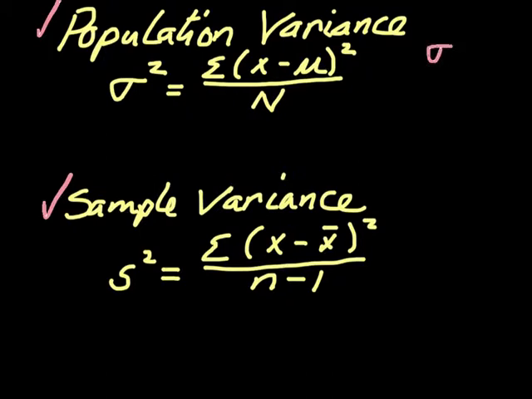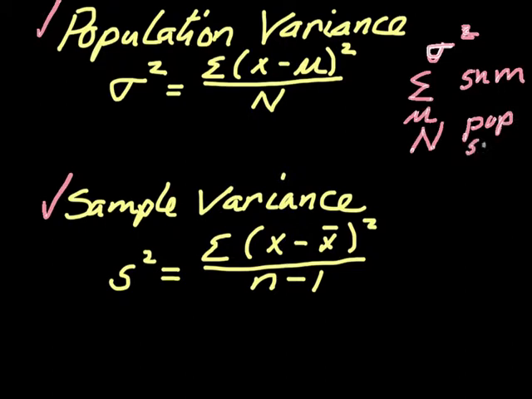It uses the Greek letter small sigma, written by starting here and curling around, and it's written as sigma squared. What it's equal to is the expression on the right hand side of the equality. This symbol means sum, mu is the population mean, and n is the population size, so it'll be a big number for most populations.